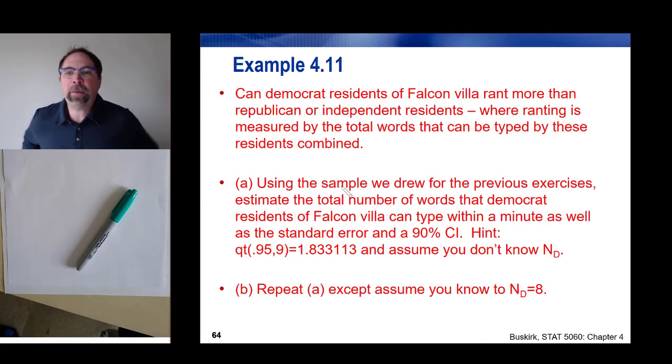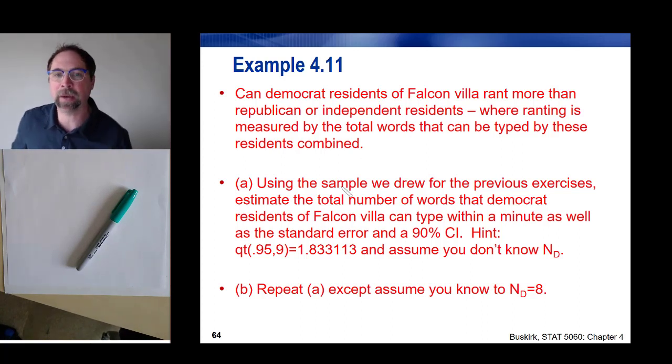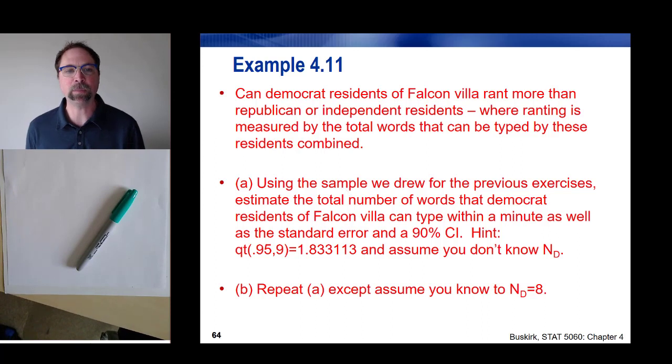We want to use the sample that we drew from the previous exercises. We want to estimate the total number of words that Democratic residents of Falcon Villa can type within a minute, as well as the standard error and a 90% confidence interval. Here is our multiplier, our critical value based on a sample of size 10 with 9 degrees of freedom. And we'll assume that we don't know the number of Democrats in our population first. Then we'll repeat this exercise assuming that we do know the number of Democrats.